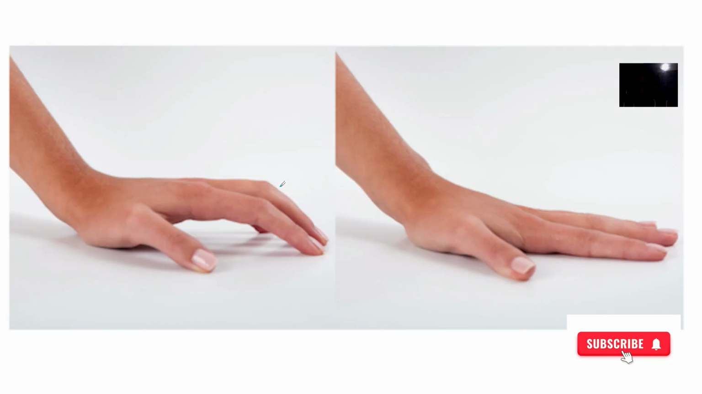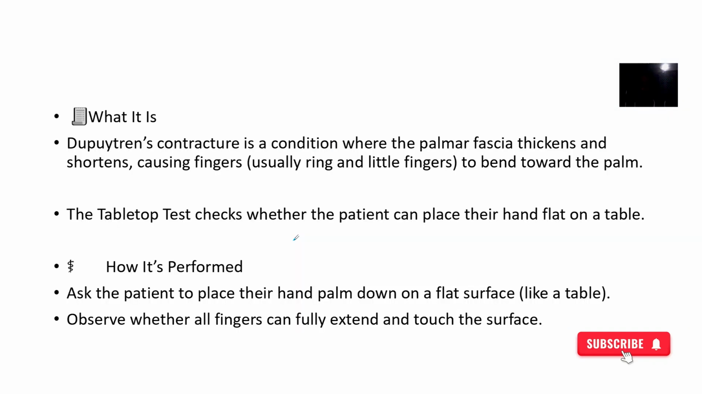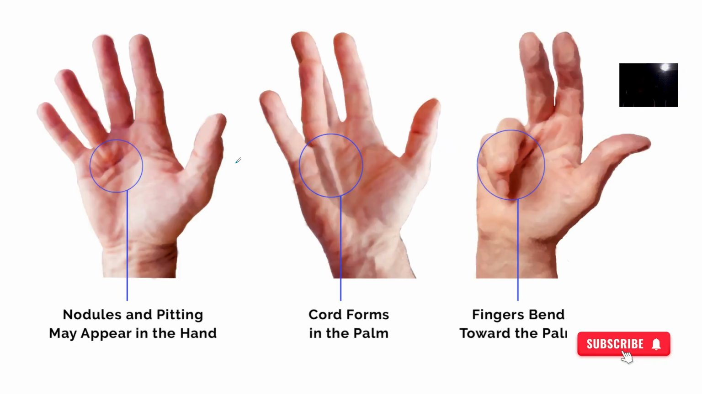Tabletop test. So the tabletop test is basically done for hand contractures, where you ask the person to put their hand flat on a table like this, and because there's a contracture, they are not able to put their hand flat, but rather there's a space down here. So it's usually done for what? Dupuytren's. Okay, Dupuytren's contracture.